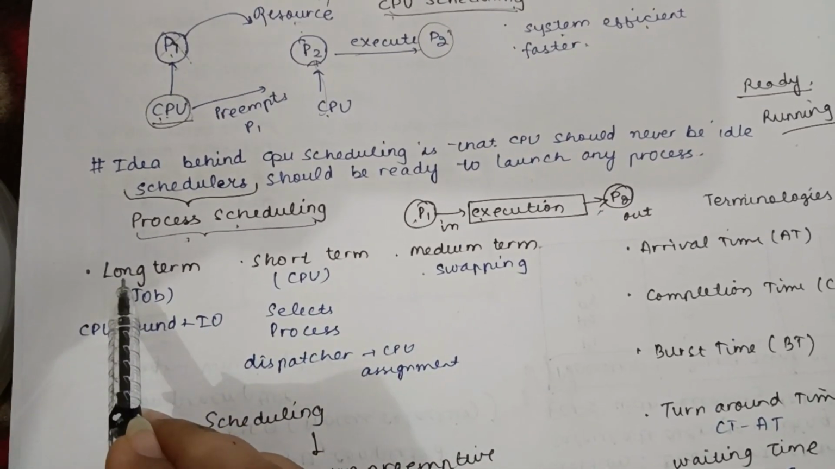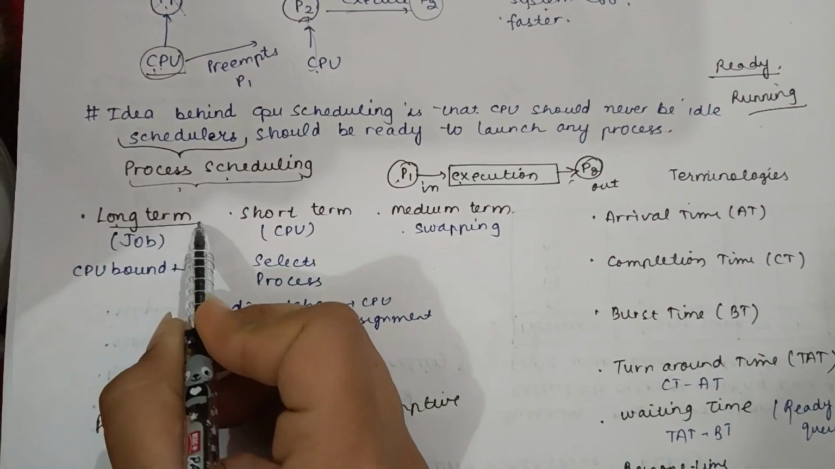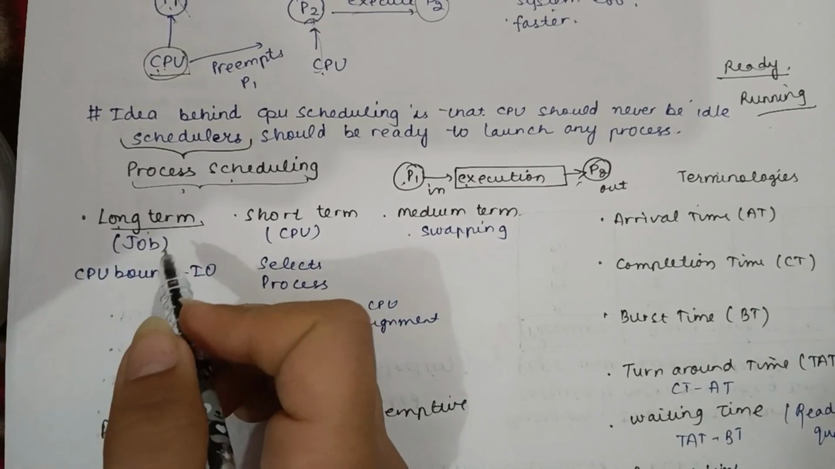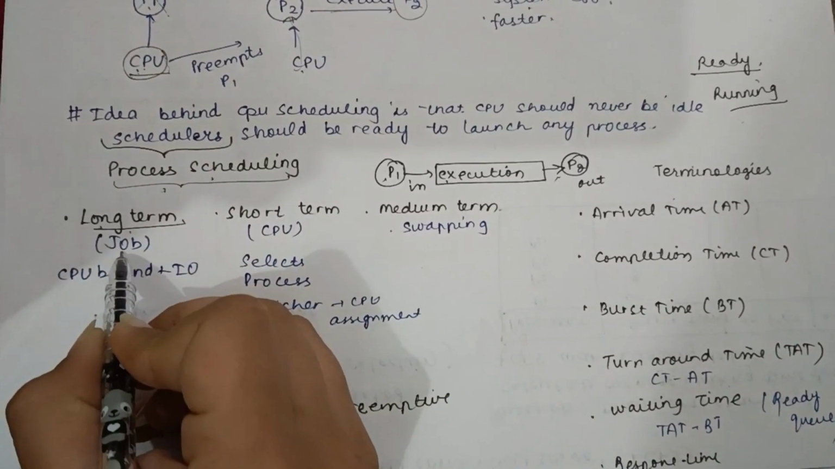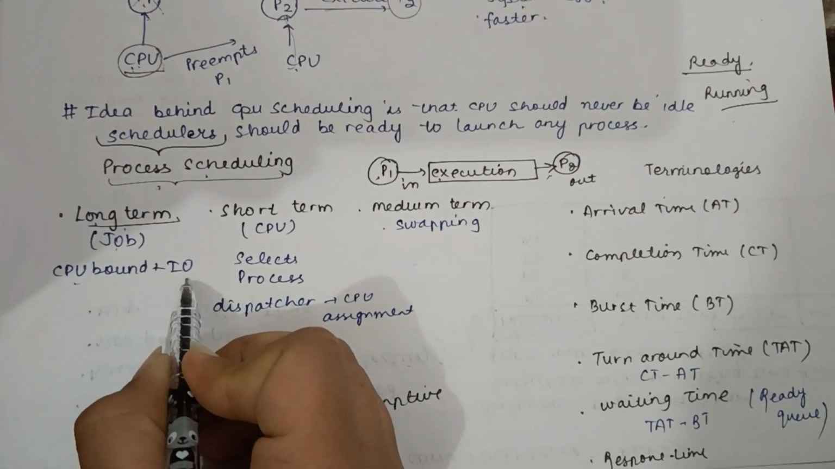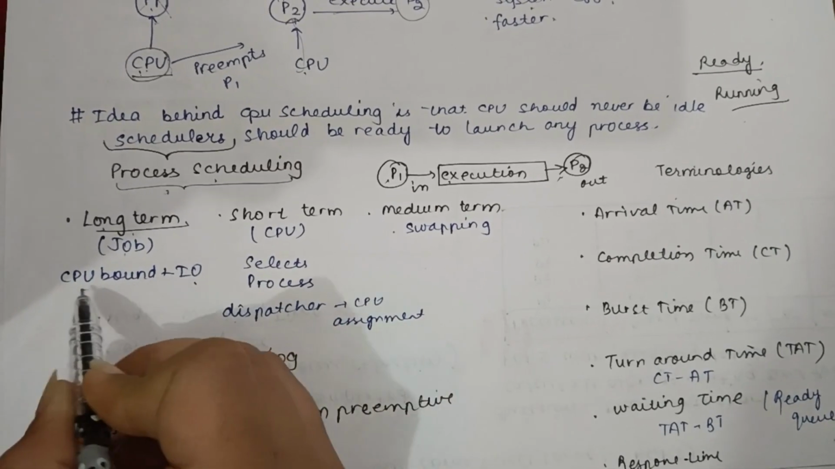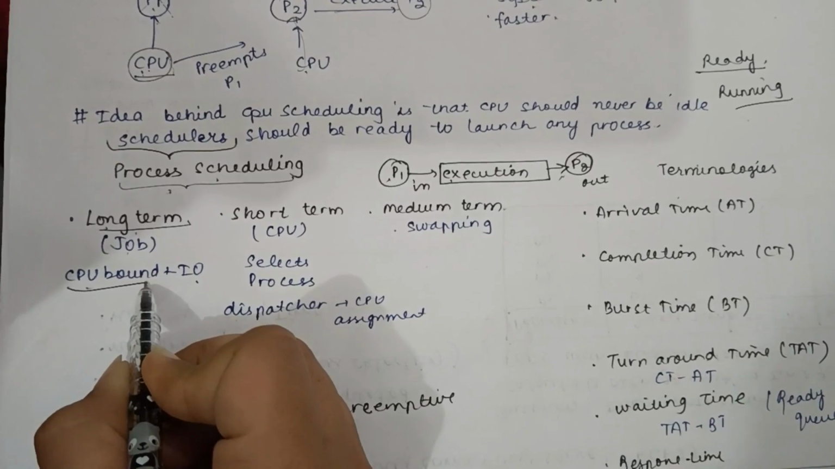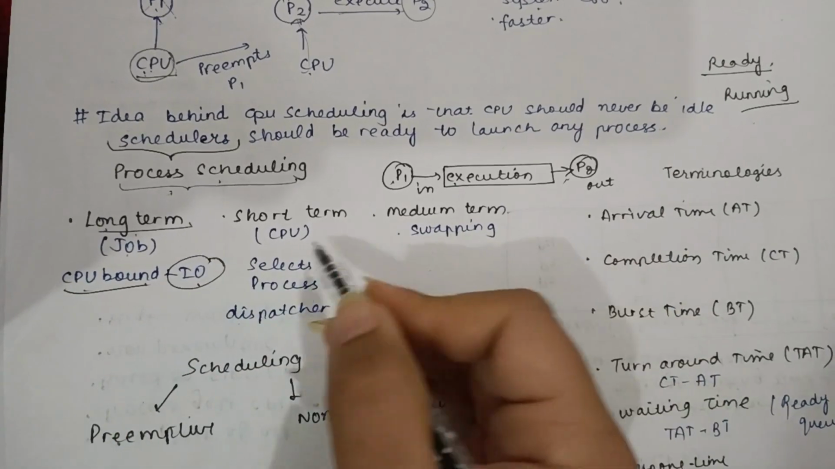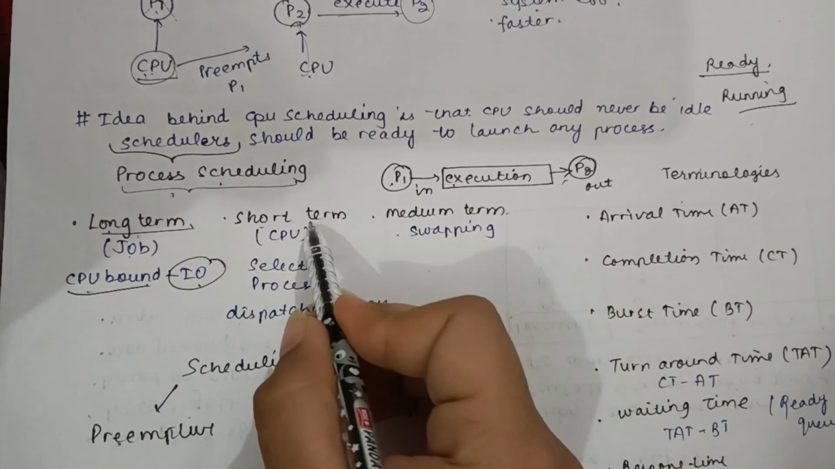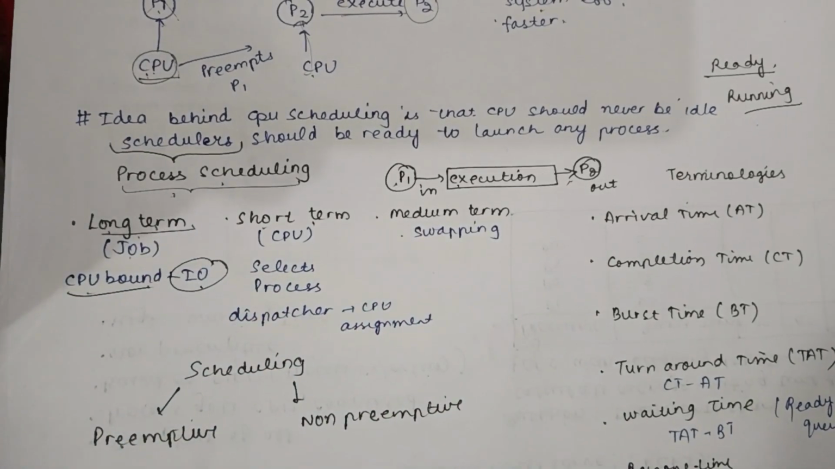So there are long-term schedulers, short-term schedulers. The first one is the long-term scheduler. It decides which type of processes need to be in the ready queue. For example, it has to choose a mix of CPU-bound and IO-bound processes so that the CPU should not be idle or overloaded. CPU-bound processes need more CPU execution, and IO-bound processes need more resources. Then we have the short-term scheduler, which chooses the process from the ready queue that should be executed next when the CPU is idle.